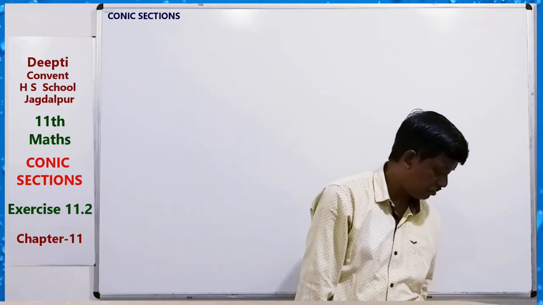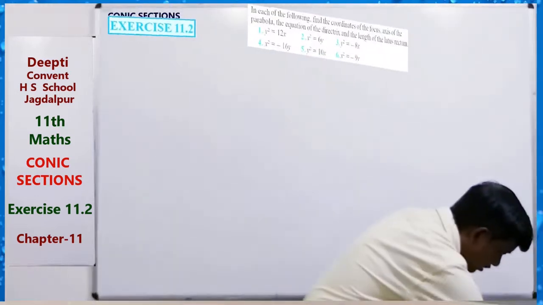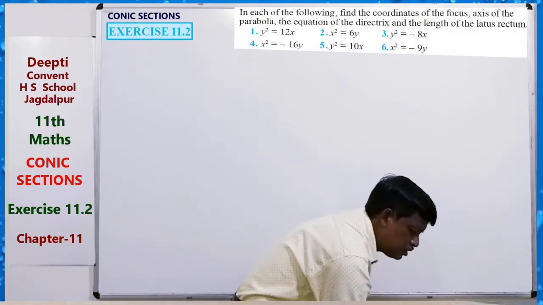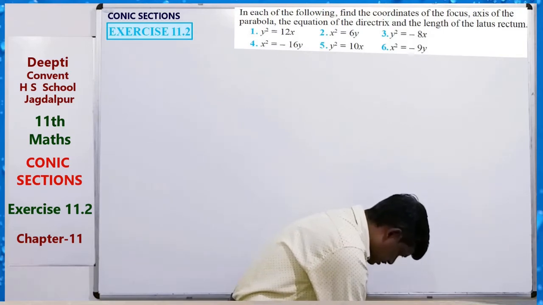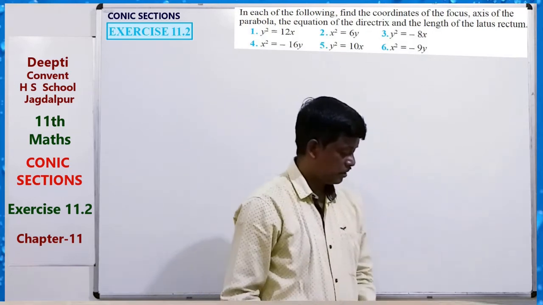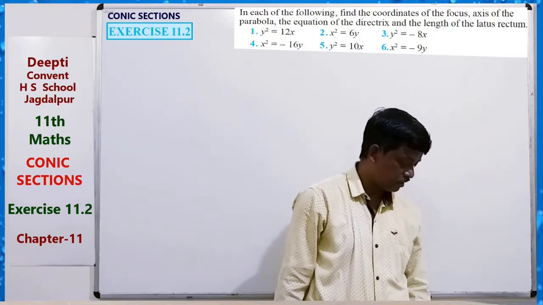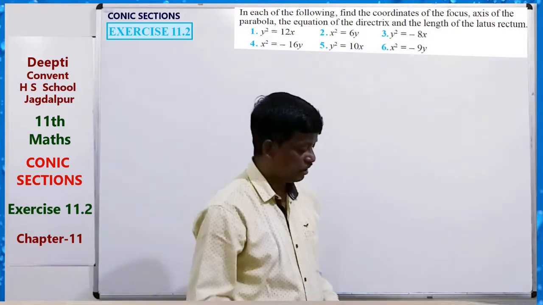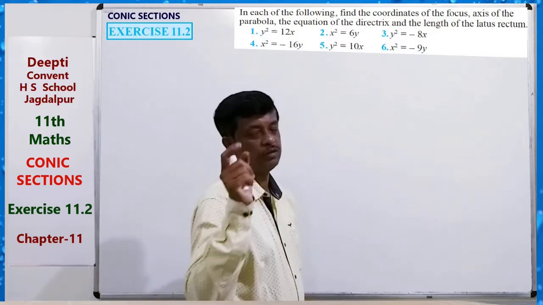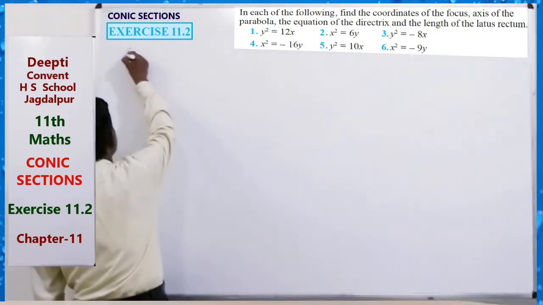Okay, so take questions from exercise 11.2. First of all, in each of the following exercises, questions 1 to 6, find the focus, axis of the parabola, equation of the directrix and length of the latus rectum. Four things we have to find: focus, axis, equation of directrix and length of latus rectum. There are 6 questions given. The first question, solution 11.2.